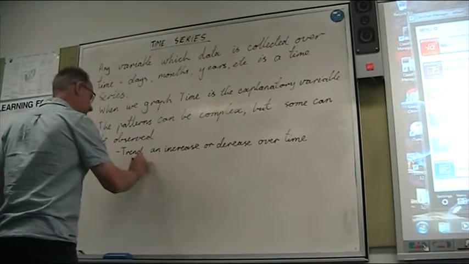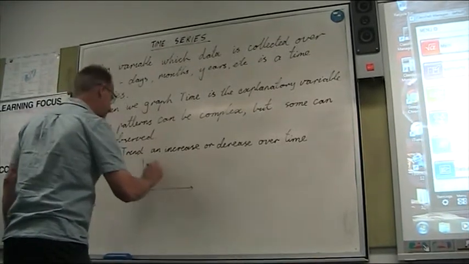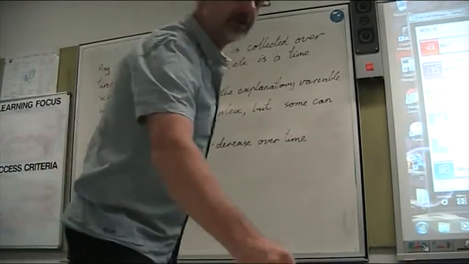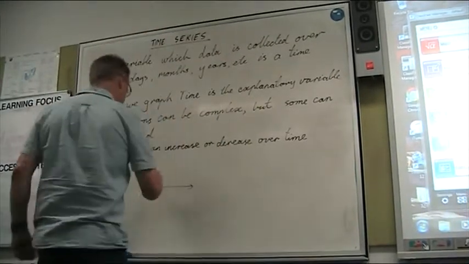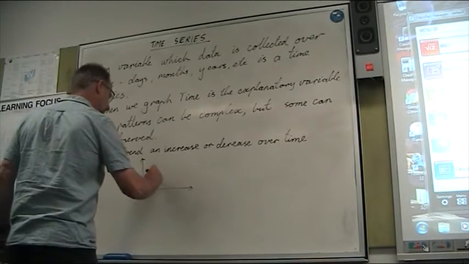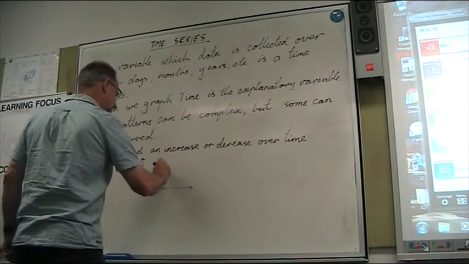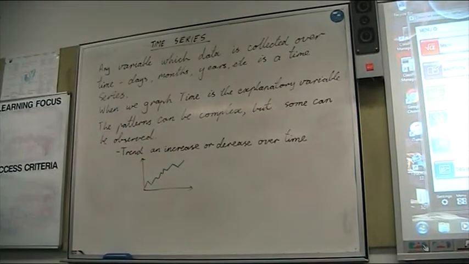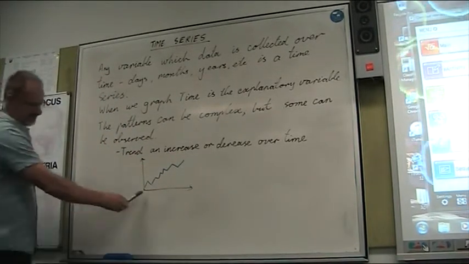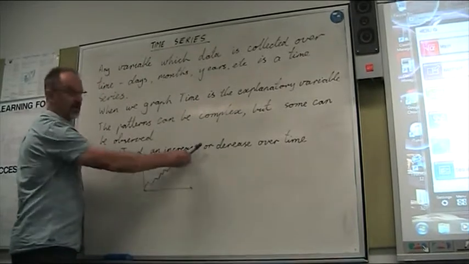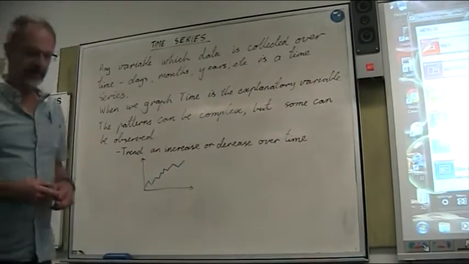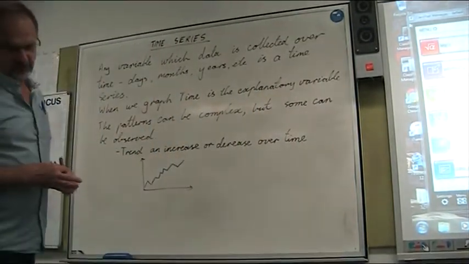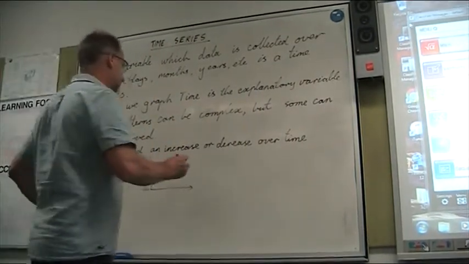So you might have an example, here's one here. You might have something that goes like this. Something like that, where you have a lot of ups and downs, but over time it's generally, I would say there, an increasing trend or an upward trend.